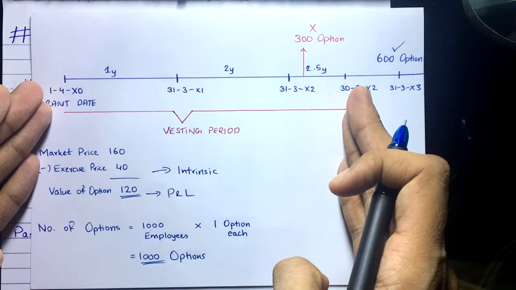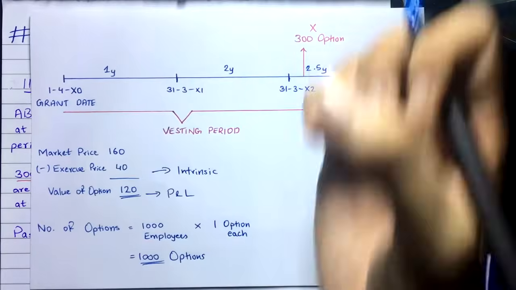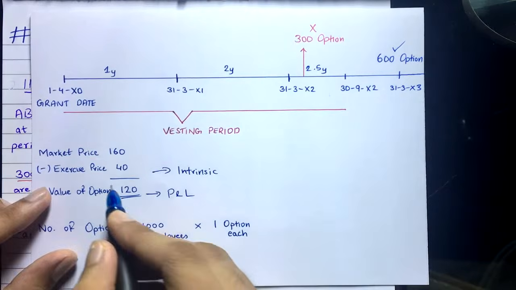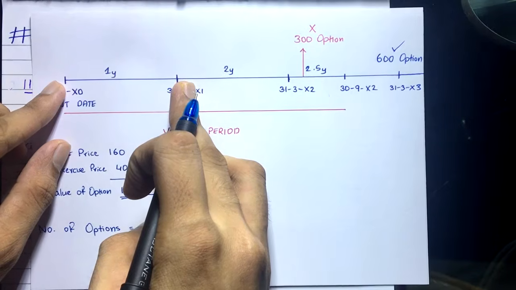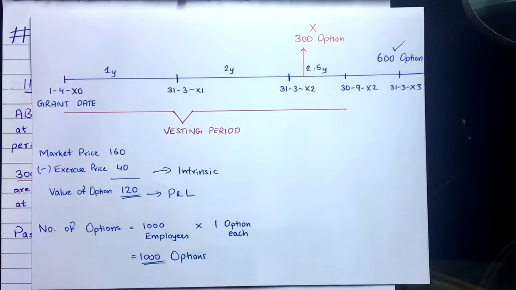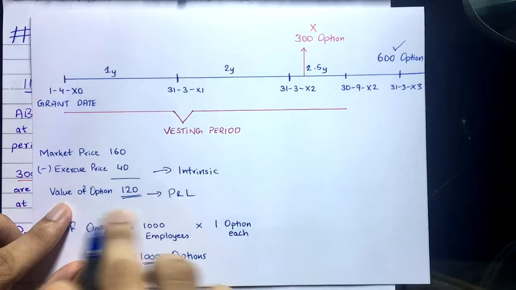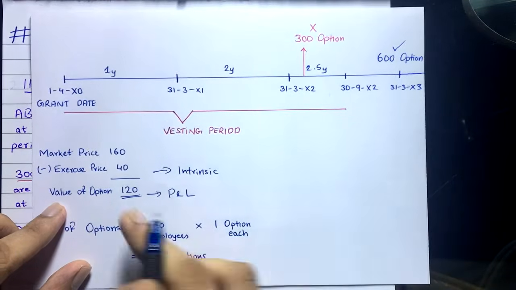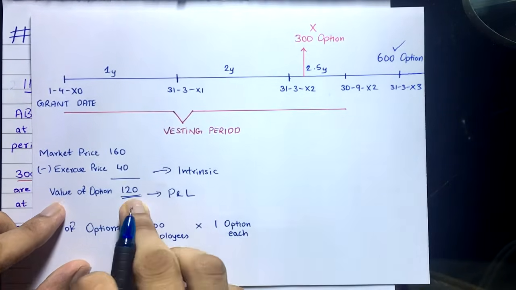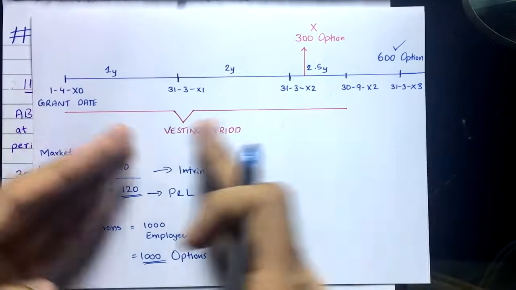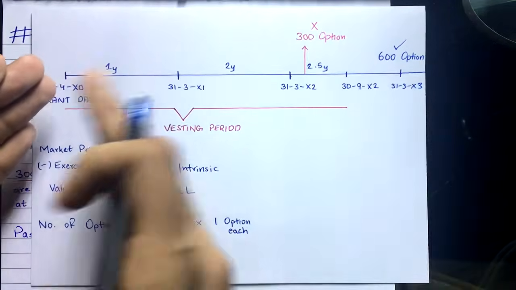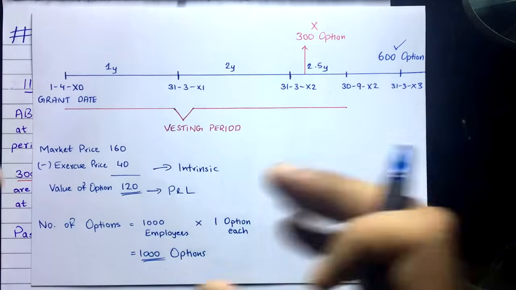You're getting the benefit, right? The employees are working for you, they are giving the service to you. So how can you recognize this expense entirely in 1 year itself? You can't do that. That's against the guidance note. The guidance note says you have to spread this expense, the value of option expense, this discount, called employee compensation expense, over the vesting period. How many years are there? In that period you have to spread it.